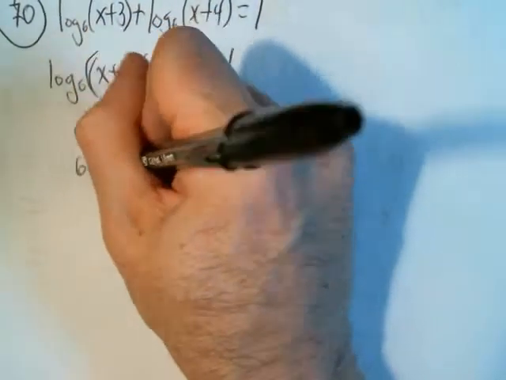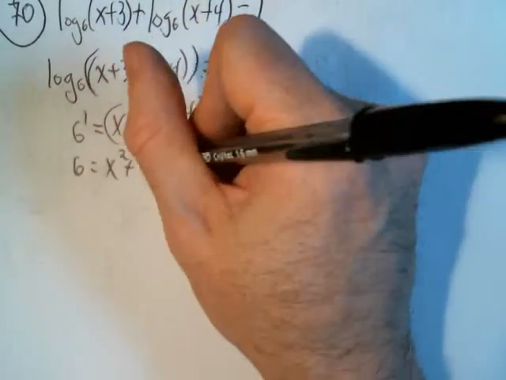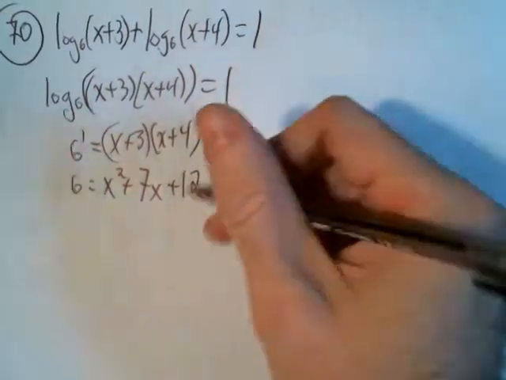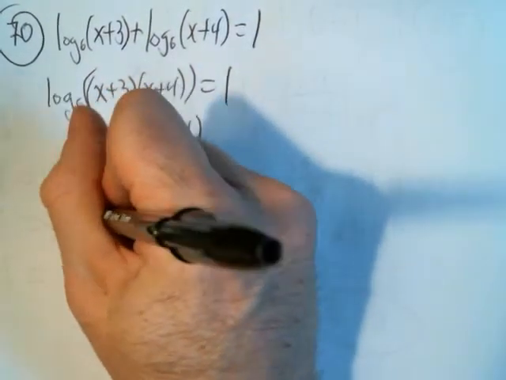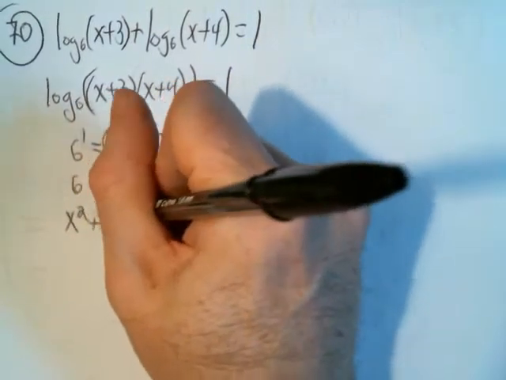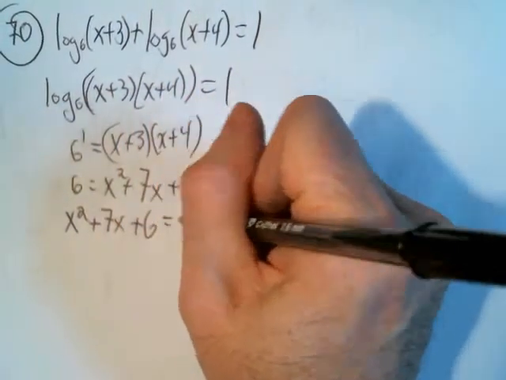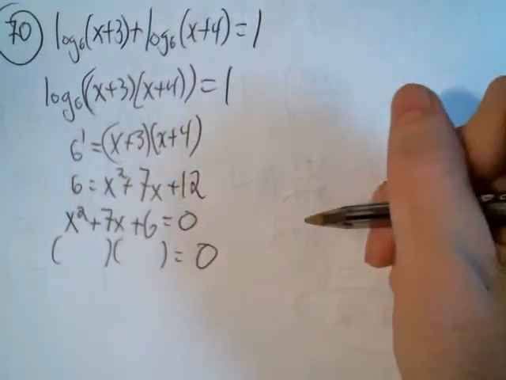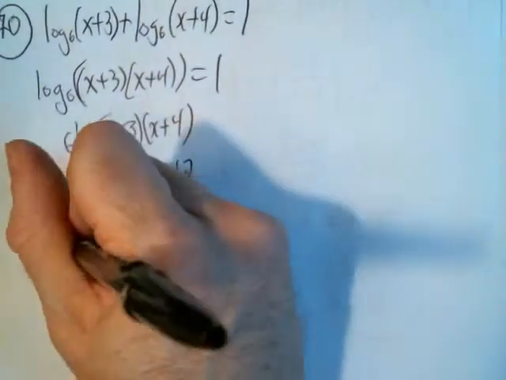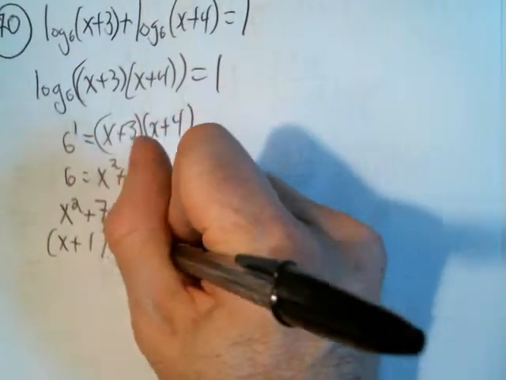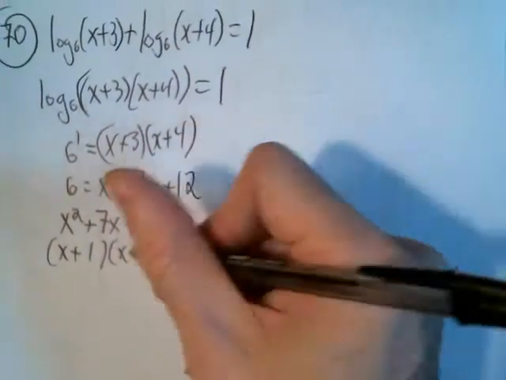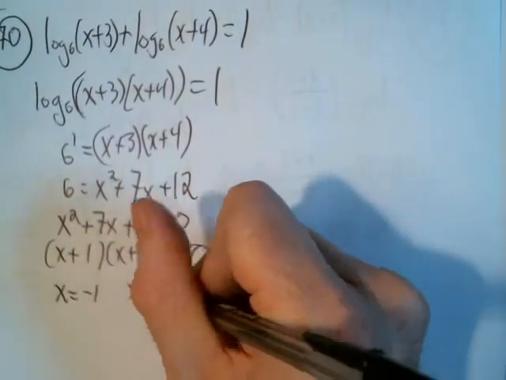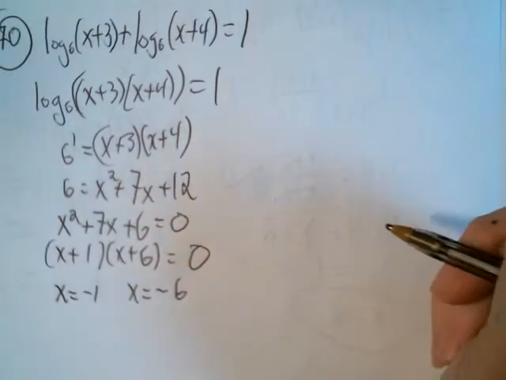So 6 is equal to x squared plus 3x plus 4x is 7x plus 12. Set it equal to 0, it's quadratic. So x squared plus 7x plus 6 is 0. And then factor it. So you get (x plus 1) and then (x plus 6). And so we have two potential solutions. x equals -1 or x is -6.